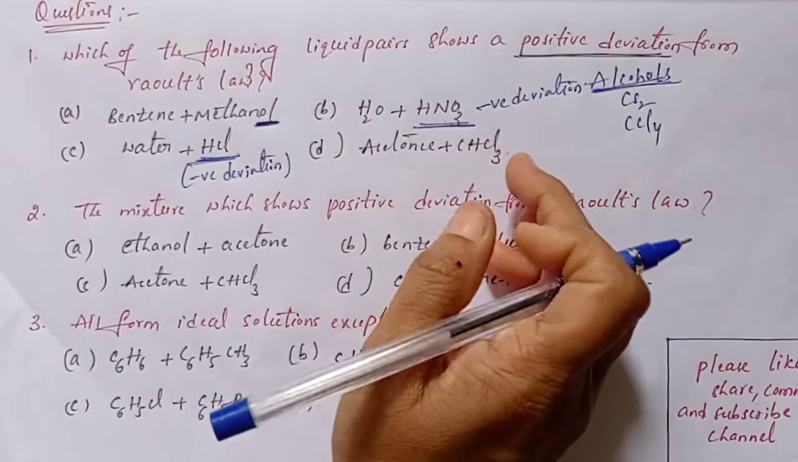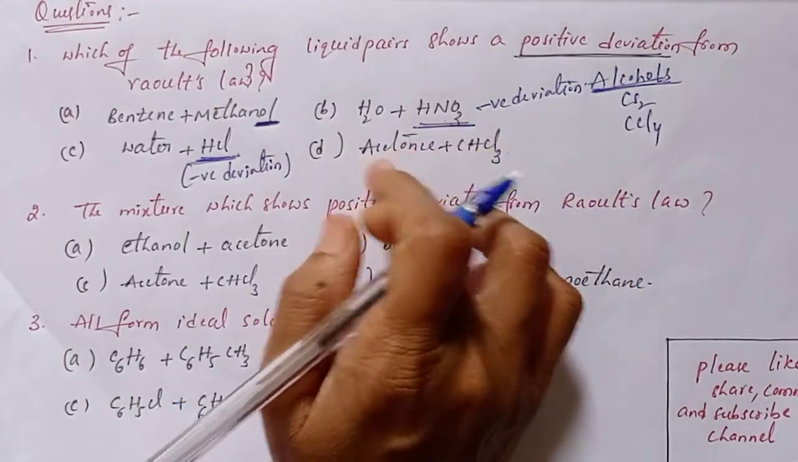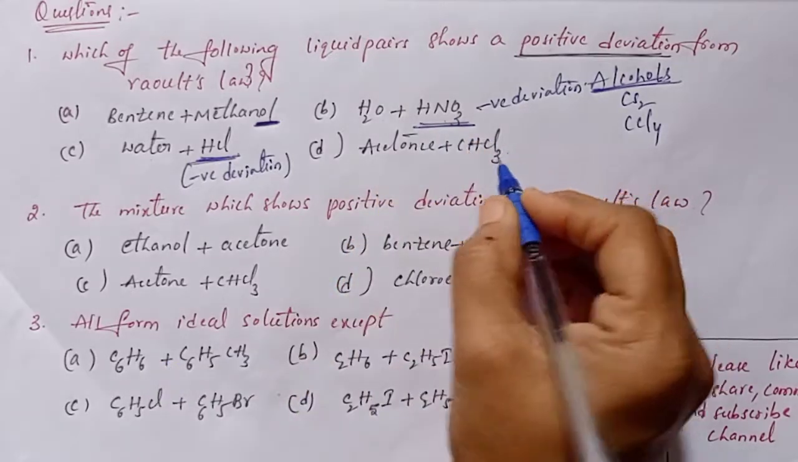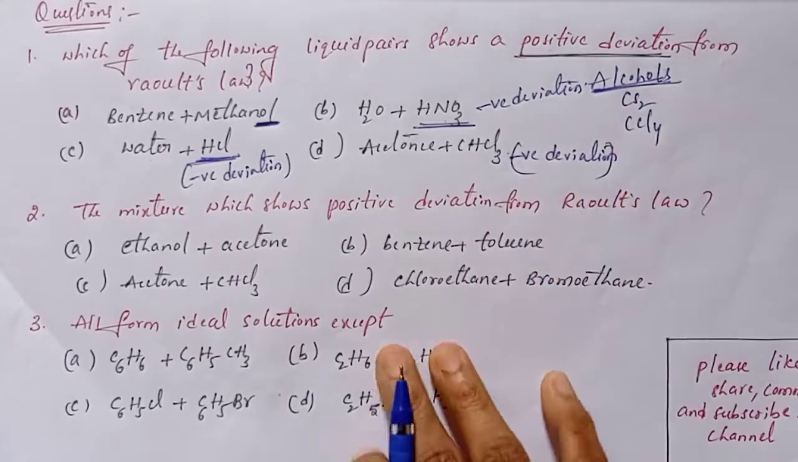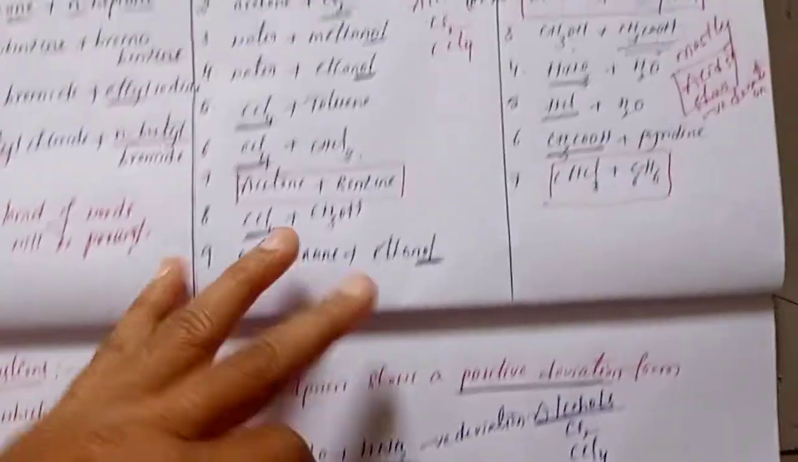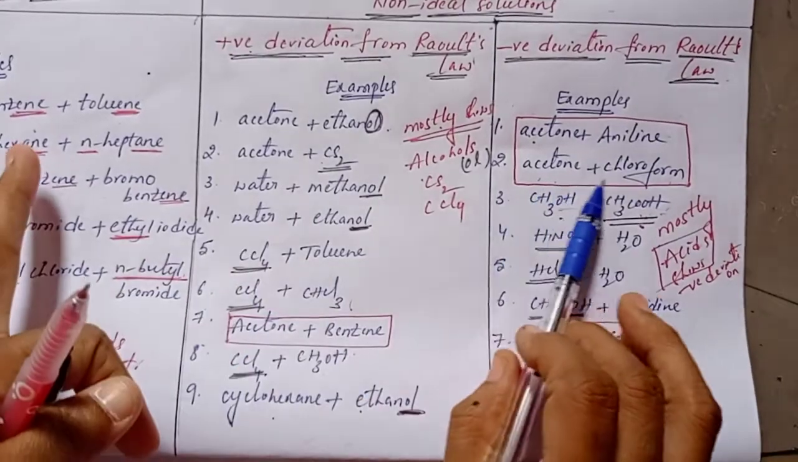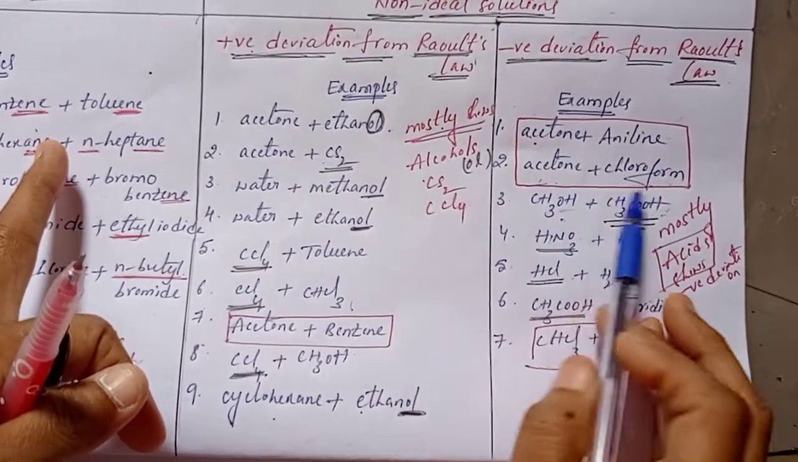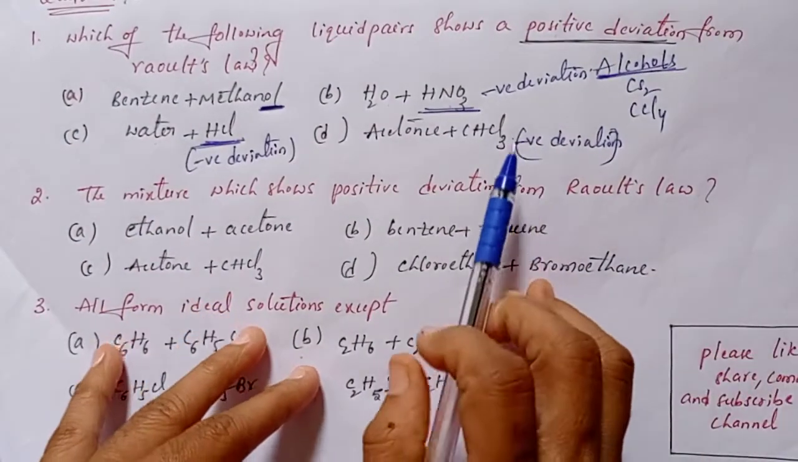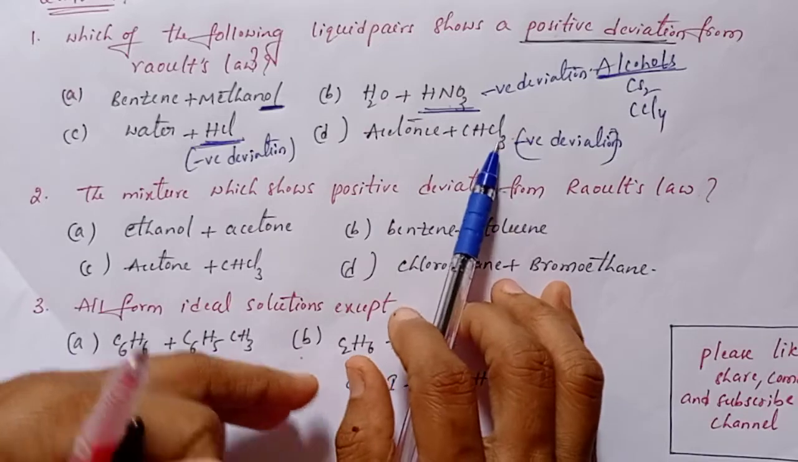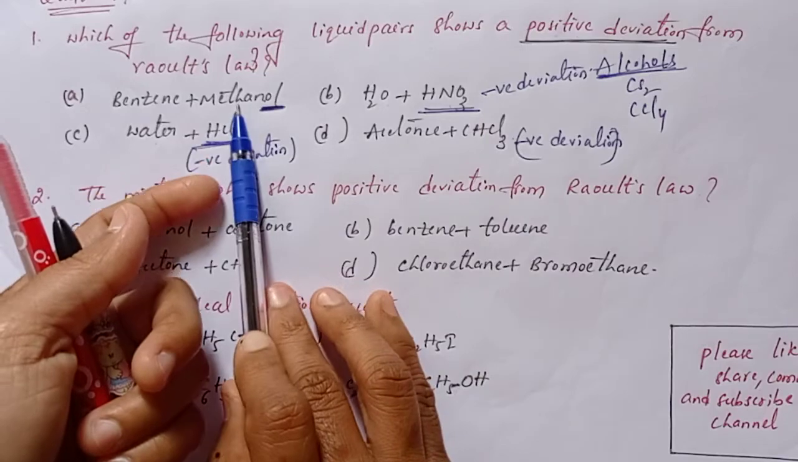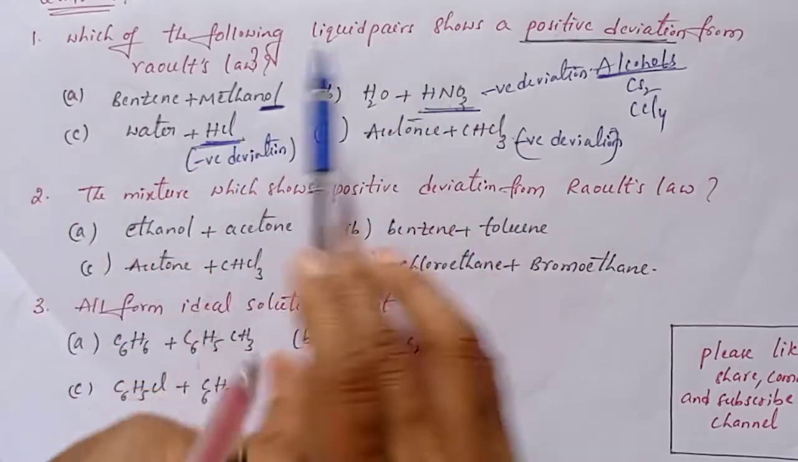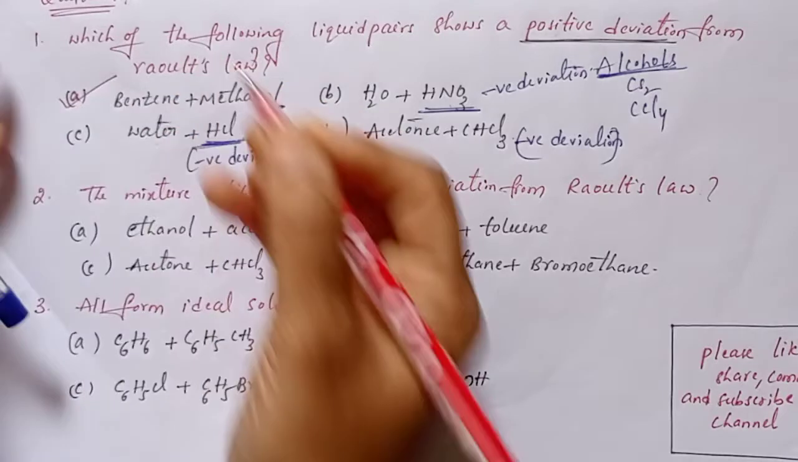Acetone plus chloroform. This is the exceptional case. This is also negative deviation, correct? I discussed this example with you. This is the exceptional case, and you have to learn that one by heart, students. Here also acetone plus chloroform is given. Understood? So which is showing positive deviation? These three are negative deviation, and this is the positive deviation. So the answer is option A, the correct one.